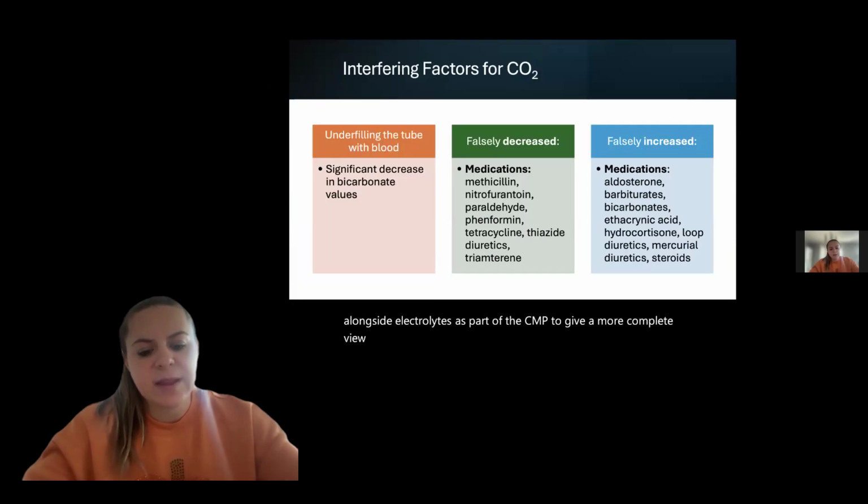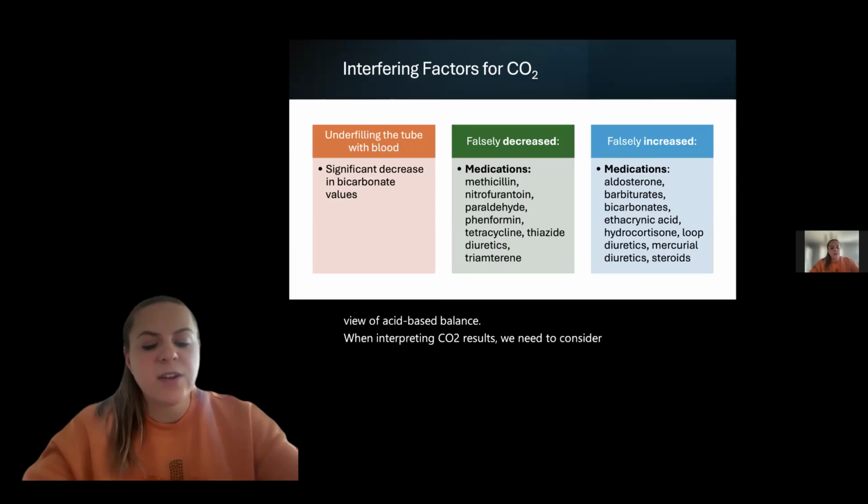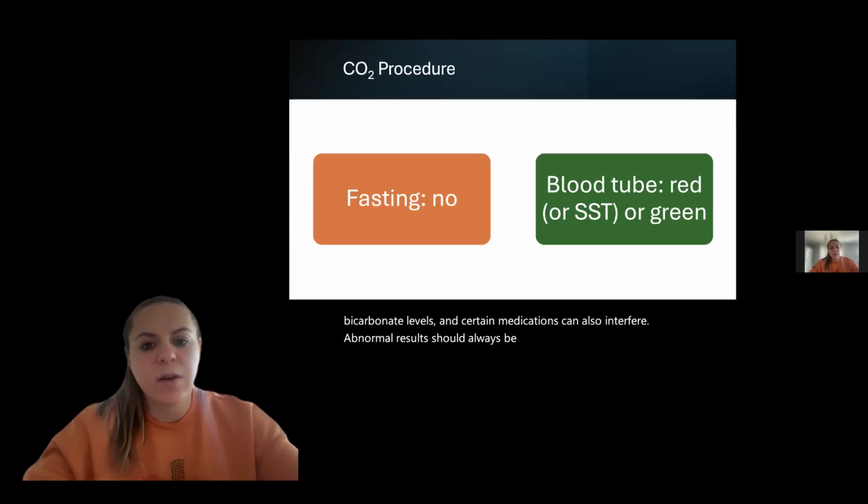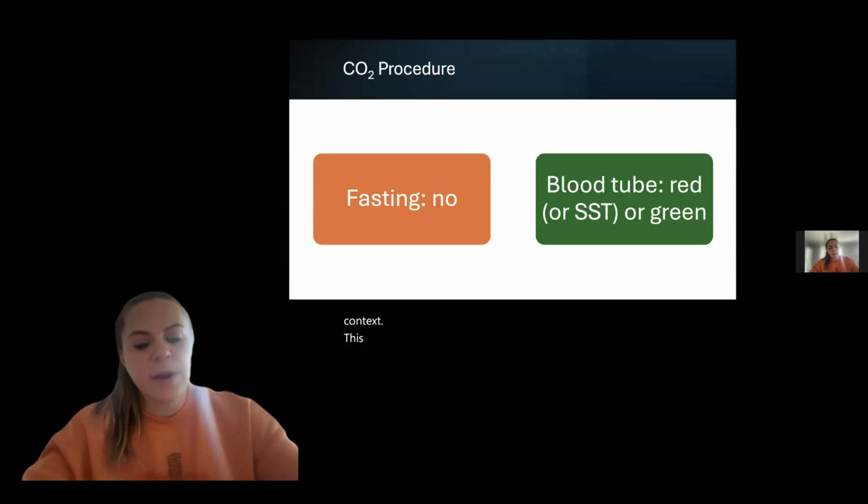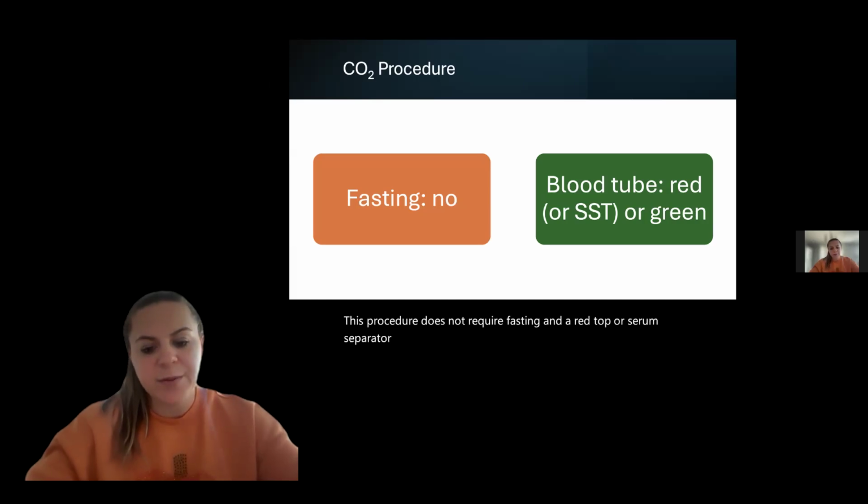of acid-base balance. When interpreting CO2 results, we need to consider potential interfering factors. Underfilling the tube can falsely lower bicarbonate levels, and certain medications can also interfere. Abnormal results should always be interpreted within the clinical context. This procedure does not require fasting, and a red top or serum separator tube or green top tube is appropriate.